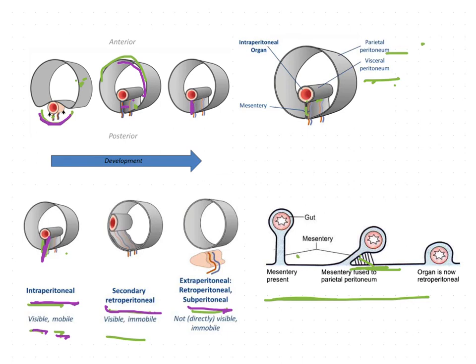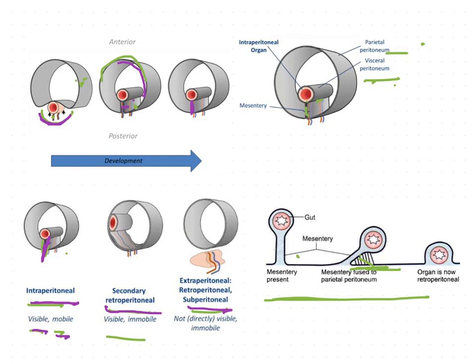The intraperitoneal organs are the stomach, spleen, cecum, appendix, transverse and sigmoid colon, upper rectum, jejunum and ileum. These come under the intraperitoneal organs.